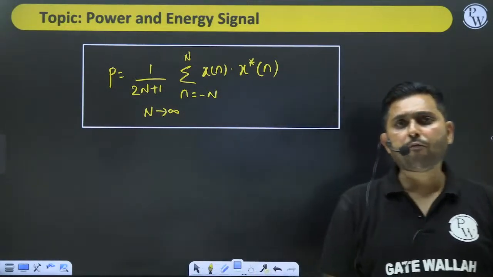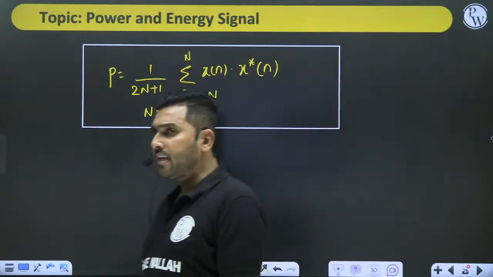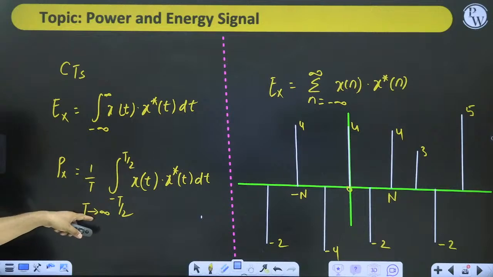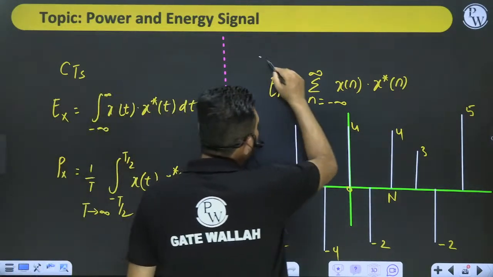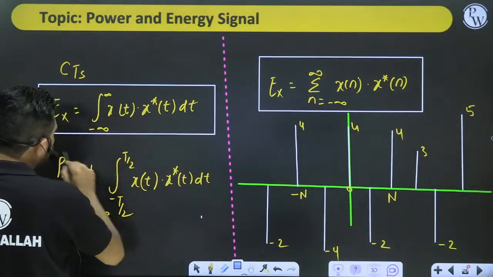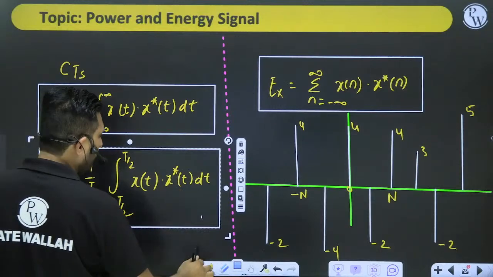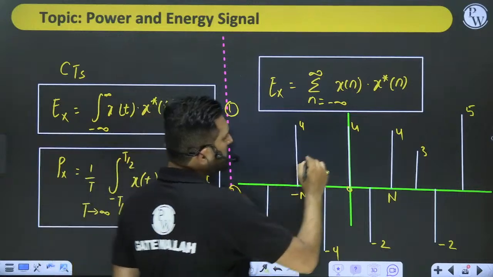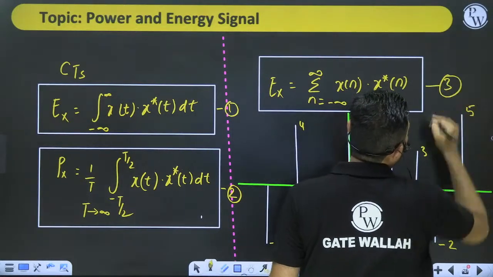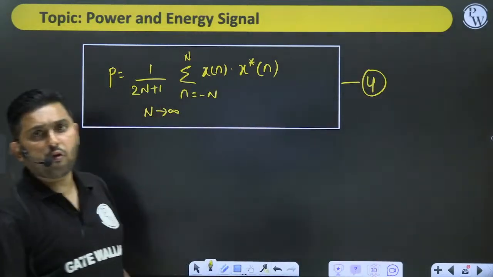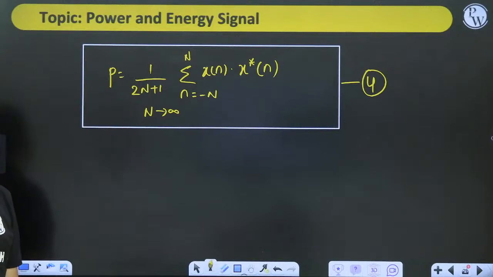So we have 4 formulas. One is continuous time energy, which is this; continuous time power, which is this; discrete time energy; and discrete time power. So this is 1, this is 2, this is 3, and that is 4. These are the 4 very important expressions that you have to always take care of while defining energy and power.